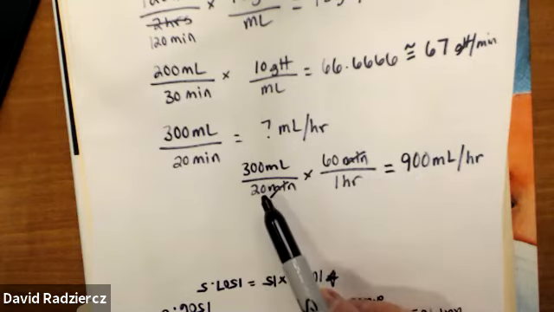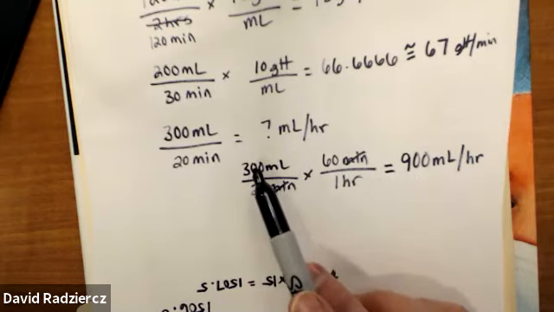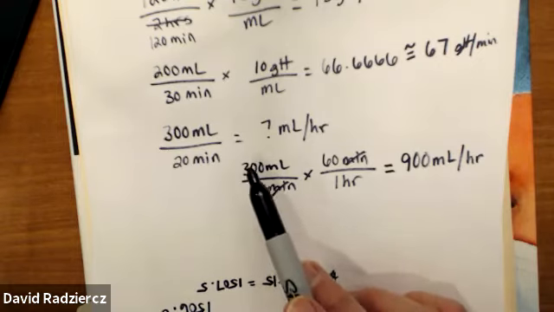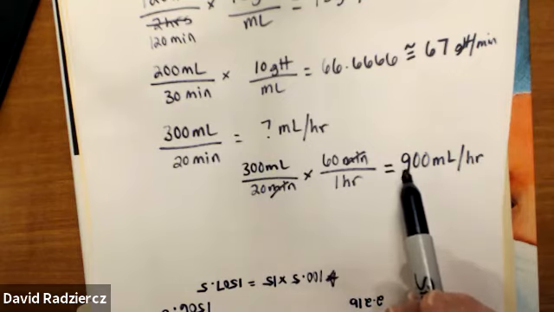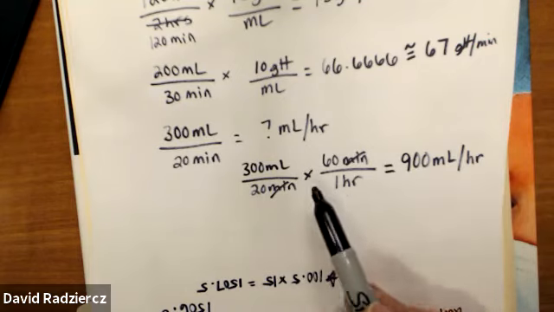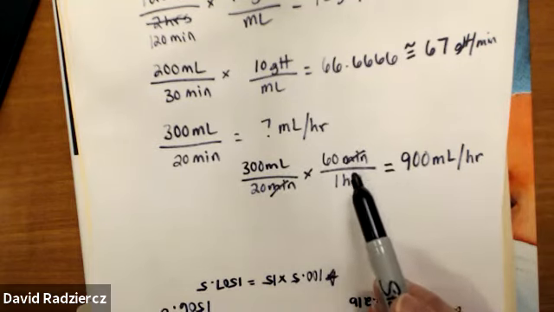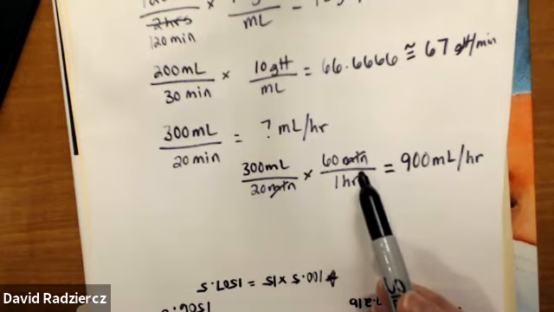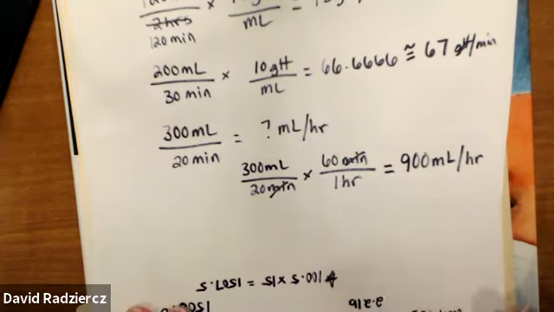If it were 30 minutes, that is half an hour. So 2 halves, 2 times 300 would be 600 milliliters per hour. But if you ever get stuck, just remember 60 over 1, and that'll help you out. Okay. Thank you. You're welcome.